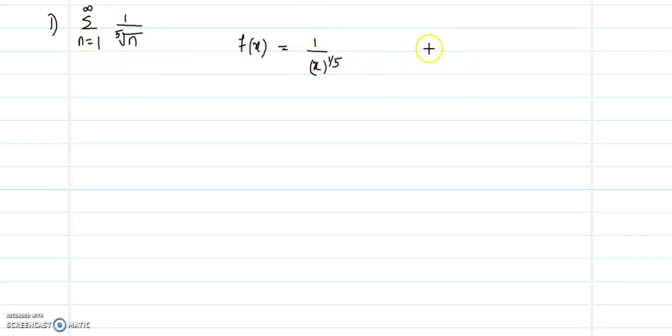When n is varying from 1 to infinity, the function value will be positive. So f of n will always be positive. And when x increases, f of x value will be decreasing because it's in the denominator. So f is decreasing, and f is continuous. The only point of discontinuity is x equal to 0. Now we are considering only the n values which are greater than 1. So f is positive, decreasing and continuous.